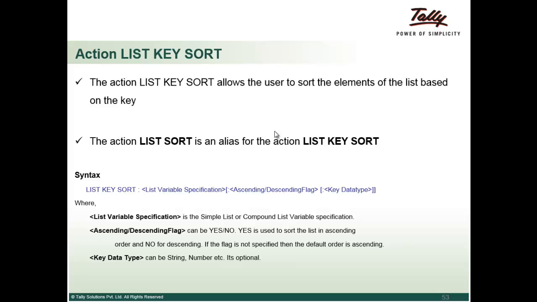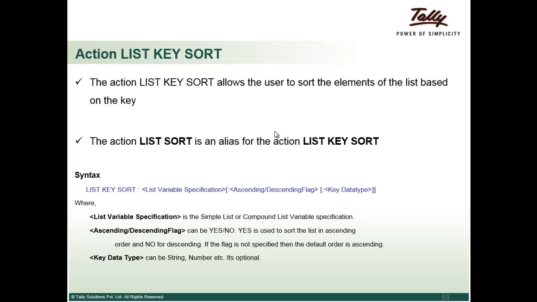So what is the syntax? The syntax is list key sort colon the list variable name, and there are two optional parameters. One is the ascending or descending flag. How do we give this flag? We specify yes or no. If you say yes, then the sorting will be done in ascending order. If you say no, then the sorting will be done in descending order. If you have not specified any flag, then the sorting happens by default in ascending order.